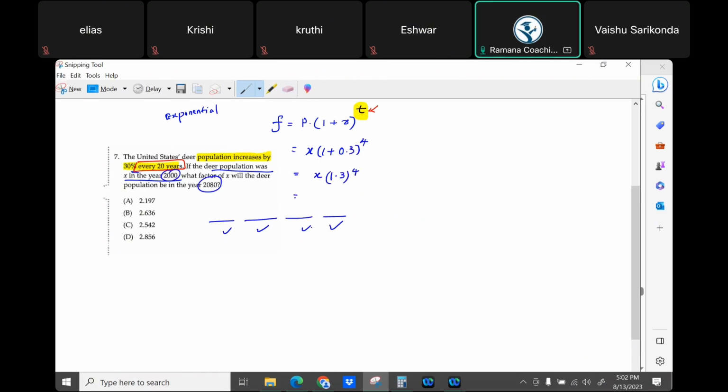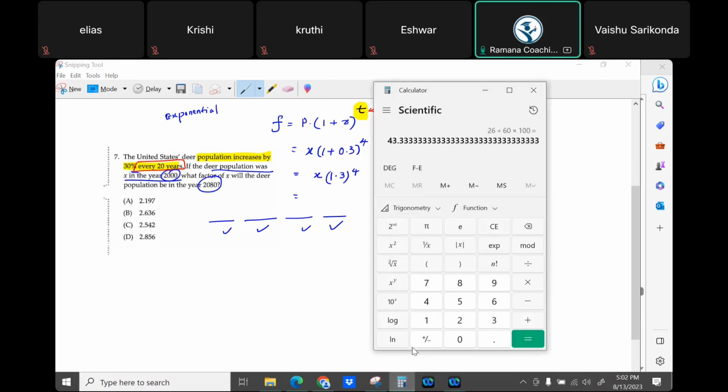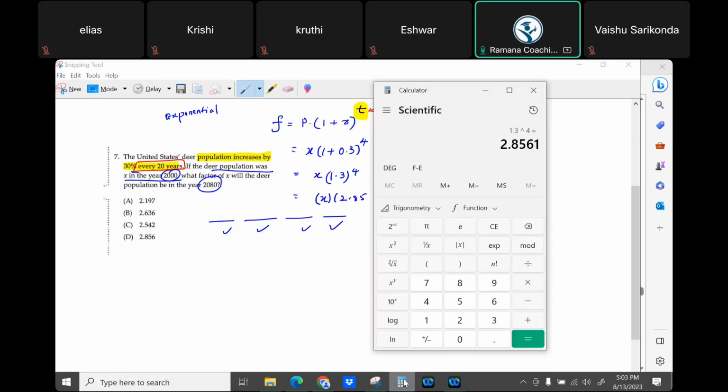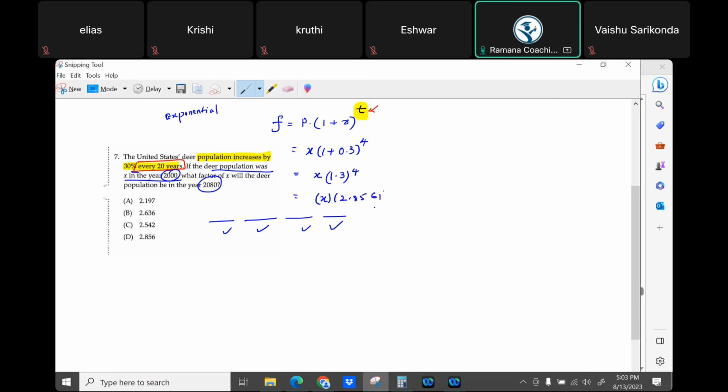So what is 1.3 to the power 4? 1.3 to the power 4 is 2.85. So X times 2.8561. So what factor of X will the deer population be in the year 2080? 2.856. Is that making sense now?